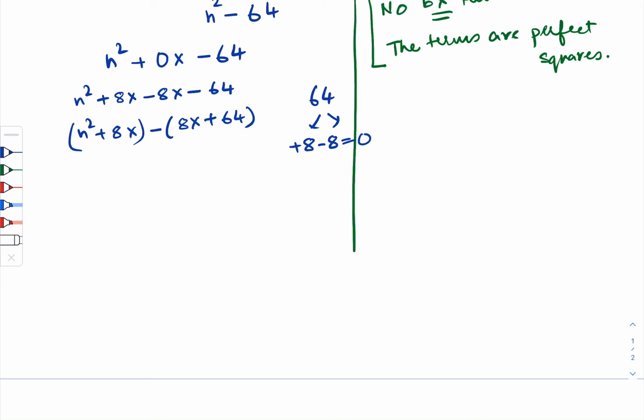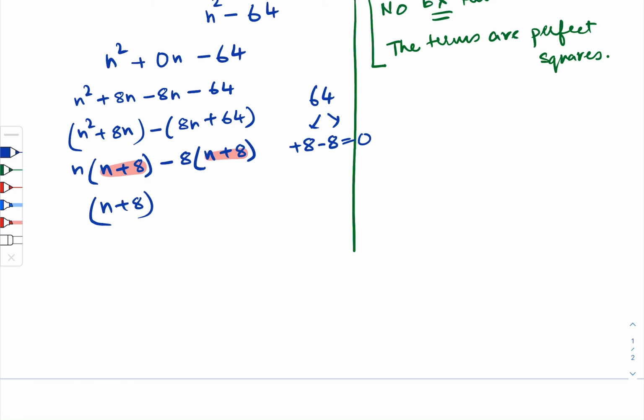Sorry, why did I put x out here? This should be n. I was wondering what happened to that. Okay, so n, n, n. Now I'm going to pull out n, so that's n plus 8, minus, pull out 8 from the next one, so that's n plus 8 left. See how they both match? So I'm going to write n plus 8 first, and then n minus 8. All right, so there you have it.